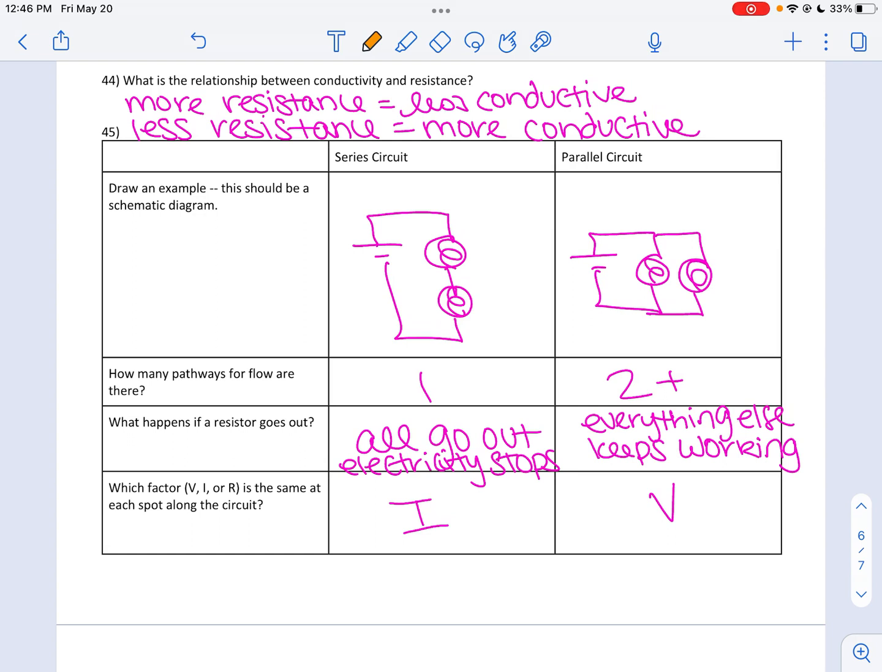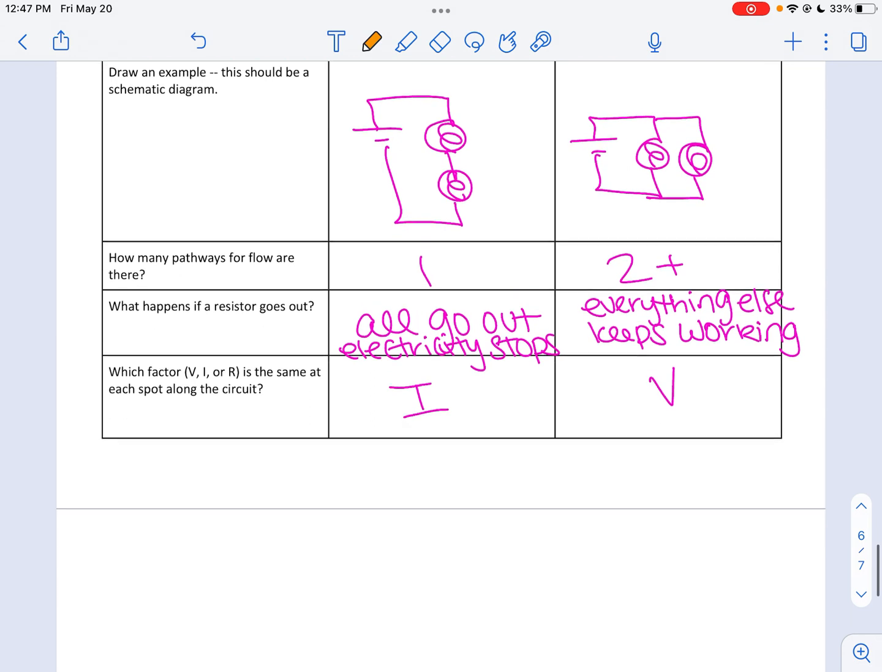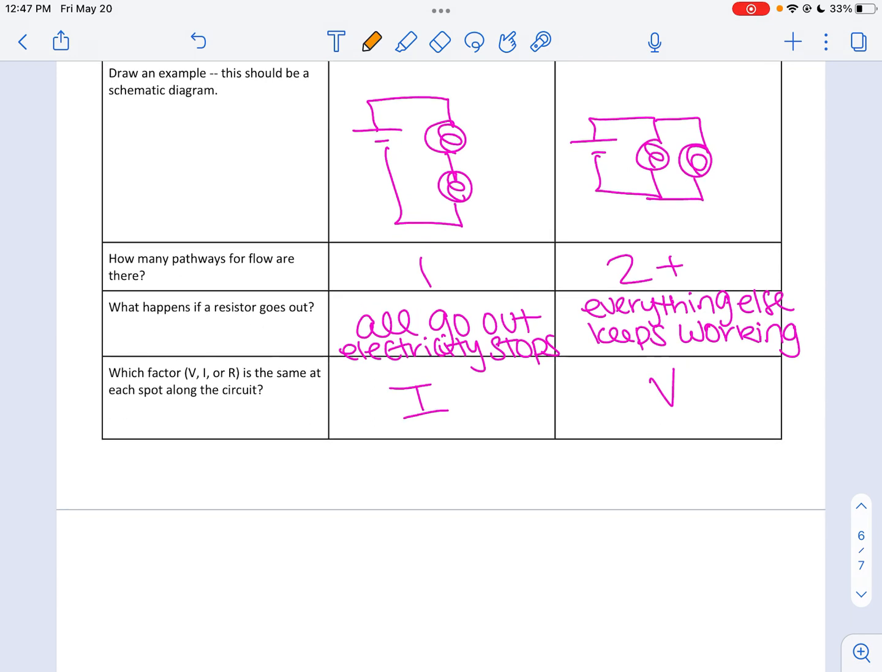Whereas with parallel, we have multiple paths for those electrons to travel. And so if one burns out, they can keep moving in those other paths, so everything else keeps working. And since they're hooked individually to the battery, the voltage is the same.